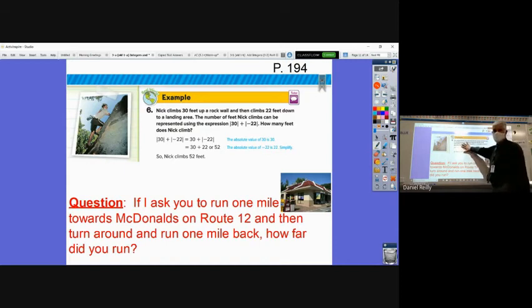These are kind of silly, right? Most of the time you can just kind of figure it out without thinking about it as absolute value, but that's really what you're doing, right? If I asked you to run a mile to McDonald's and then run a mile back, you will not have run 0 miles, even though you ended up in the same place that you started. You ran 2 miles, right? Because a mile there and a mile back means you ran 2 miles, regardless of what distance it is. Okay?